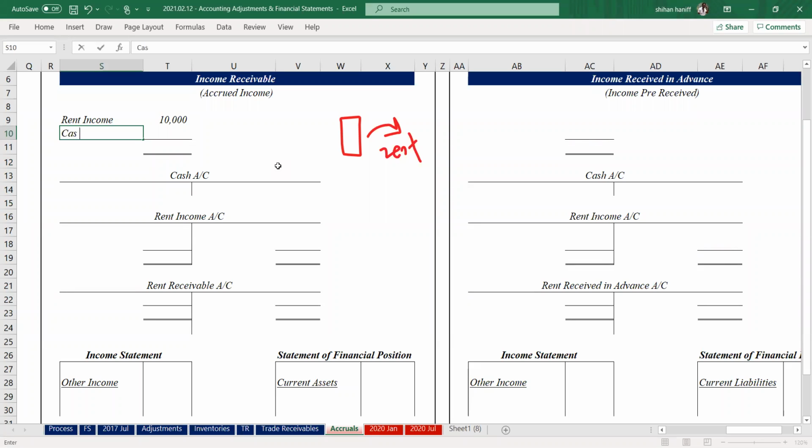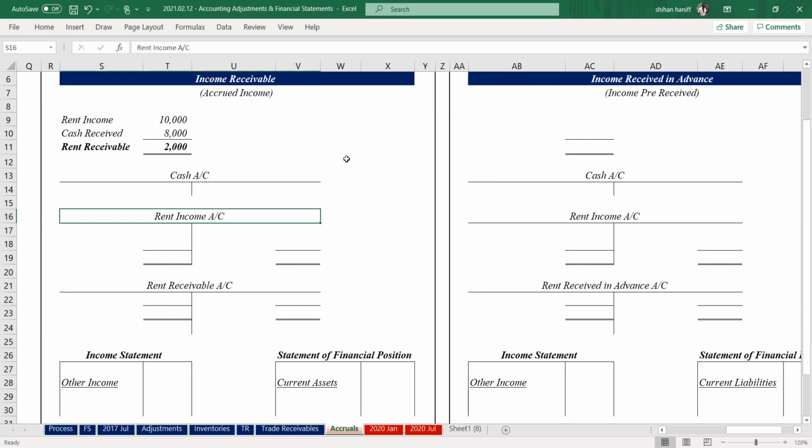Okay. Then cash receipt. We are receiving only 8,000. Total 10,000 is the income, rent income, but we received only 8,000. So 2,000 is called rent receivable or accrued rent. Rent receivable is 2,000.